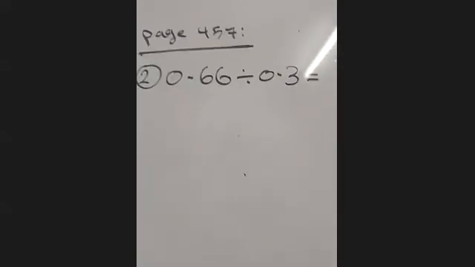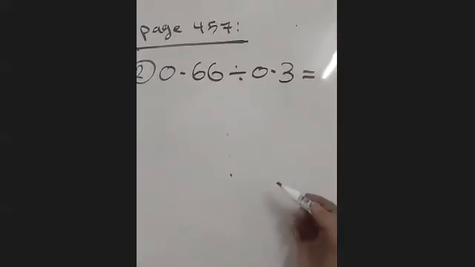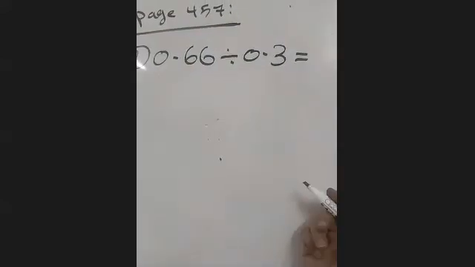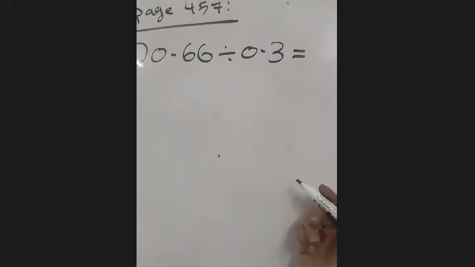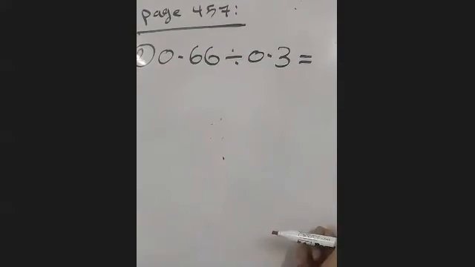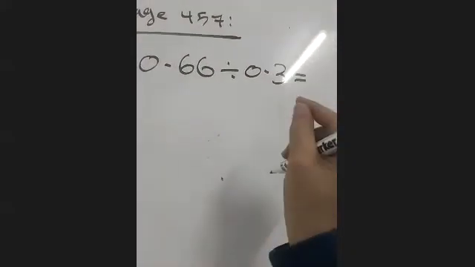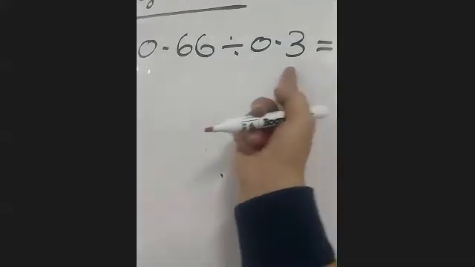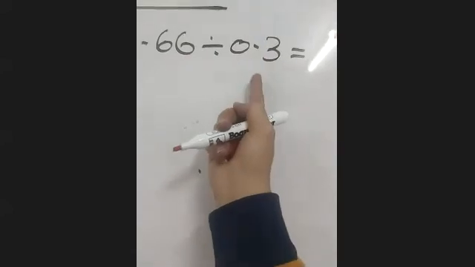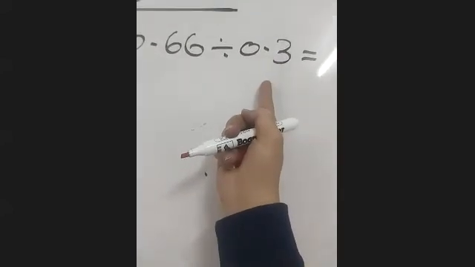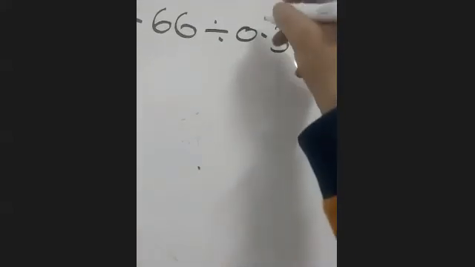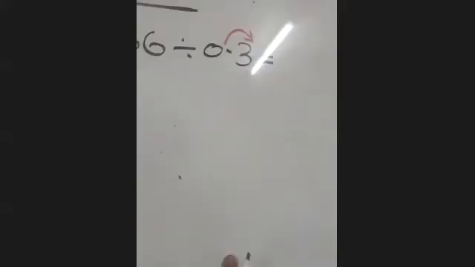This number, the decimal, move it one digit. Where? Forward, in the second number. We have two numbers. Where? 0.3. Go to it. Focus. This we call the divisor. This we call the dividend. The divisor should have no decimal. Got it? So here I push one digit to the right.